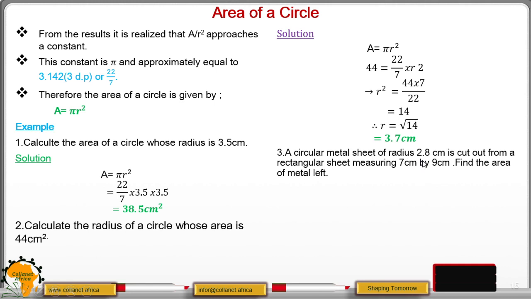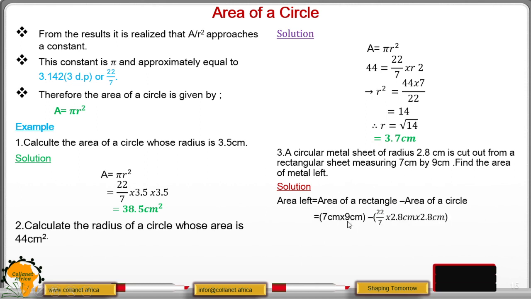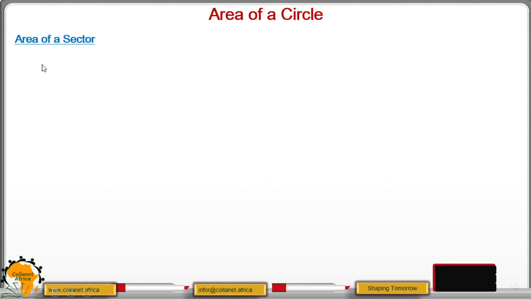Then question number 3. A circular metal sheet of radius 2.8 centimeter is cut out from a rectangular sheet measuring 7 by 9 centimeter. Find the area of the metal left. So remember, we have the sheet that is rectangular. So the area left will be the area of the rectangle minus the area of the circle. The area of the rectangle will be 7 by 9, but the area of the circle will be pi r squared. That is 22 over 7 times 2.8 times 2.8. When you multiply 7 by 9, you get 63. When you multiply this, you get 24.64. So by subtracting, the area that will be left will be 38.36 square centimeter.